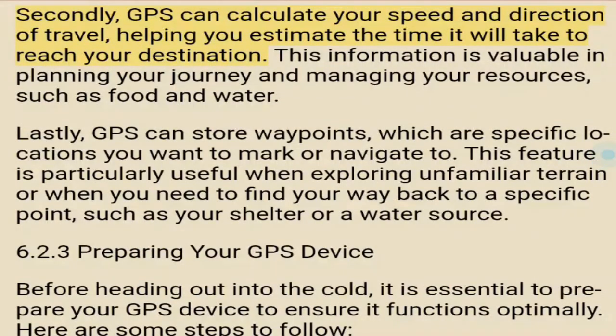Secondly, GPS can calculate your speed and direction of travel, helping you estimate the time it will take to reach your destination. This information is valuable in planning your journey and managing your resources, such as food and water. Lastly, GPS can store waypoints, which are specific locations you want to mark or navigate to. This feature is particularly useful when exploring unfamiliar terrain or when you need to find your way back to a specific point, such as your shelter or a water source.